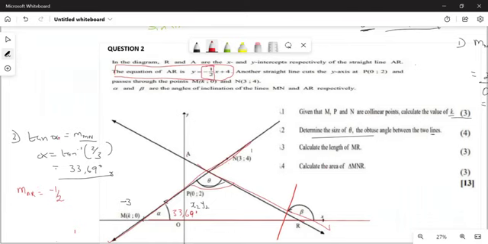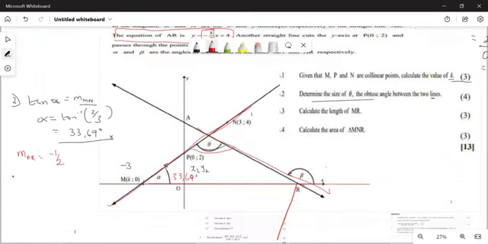Okay, and what do you do from here? Then tan of beta is equal to the M of AR, so it's going to be equal to -1 over 2. Then beta is going to be equal to tan inverse of -1 over 2 plus 180, which equals 153,43. So I'll come and put it here. This one here is going to be equal to 153,43.